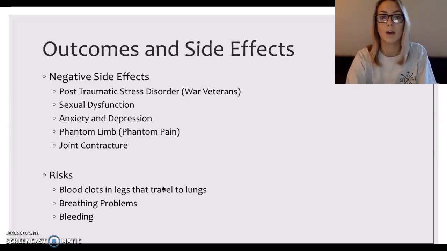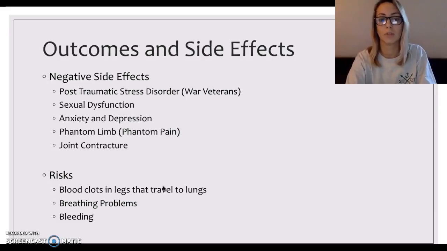Negative outcomes of possible lower limb amputations are post-traumatic stress disorder, which many war veterans will unfortunately have to deal with, sexual dysfunction, anxiety and depression, phantom limb or phantom limb pain, which is when the patient still feels as if the leg that was amputated is still there and feels pain from either trauma or post-surgery, and joint contracture, which leaves the range of motion from the proximal amputated limb joint to lose all of its range of motion.